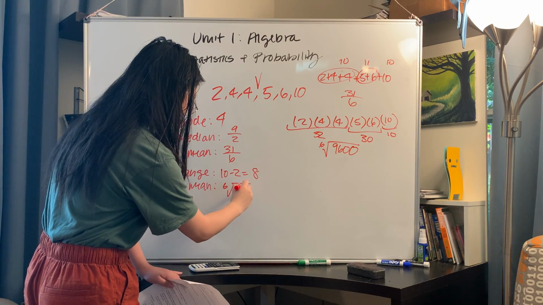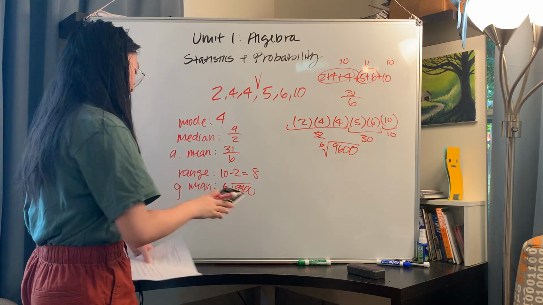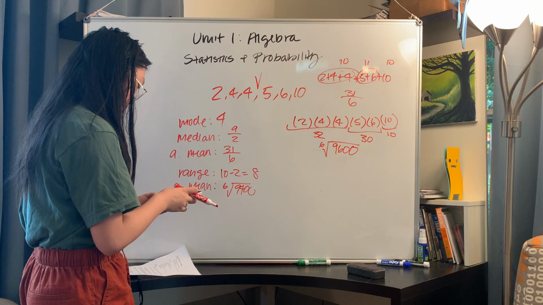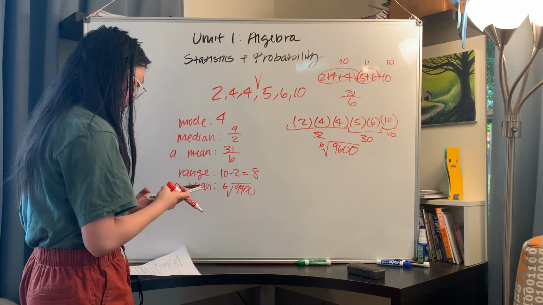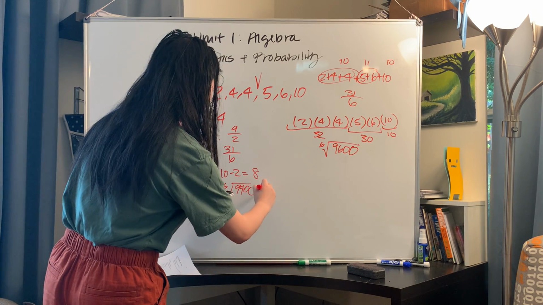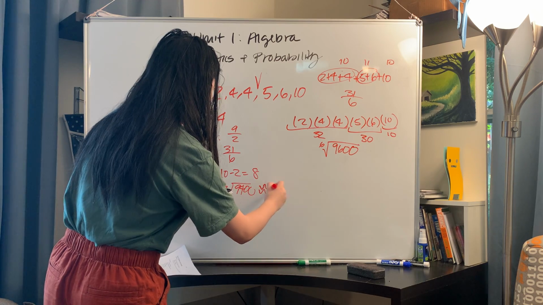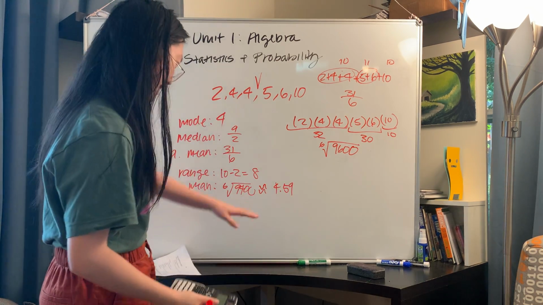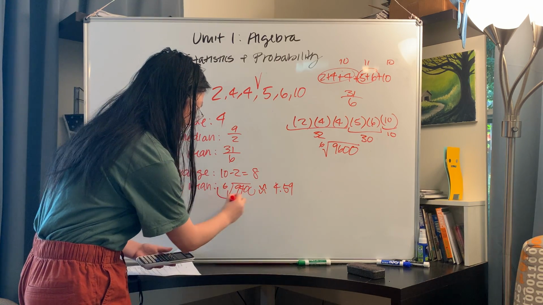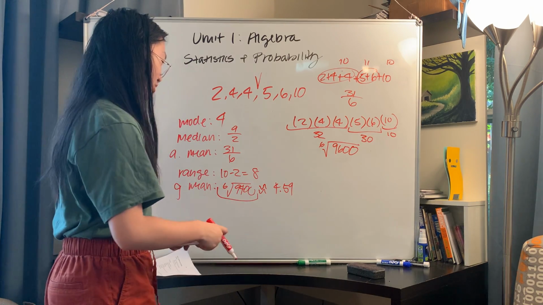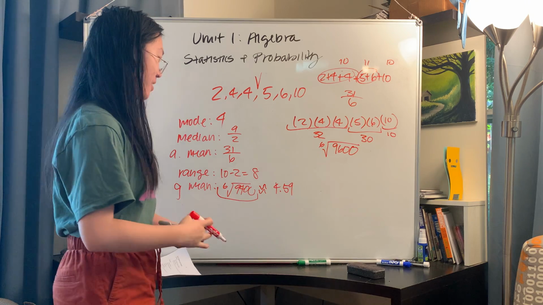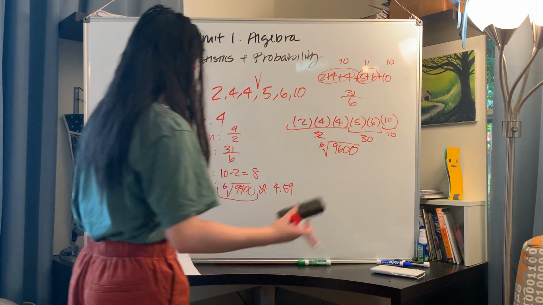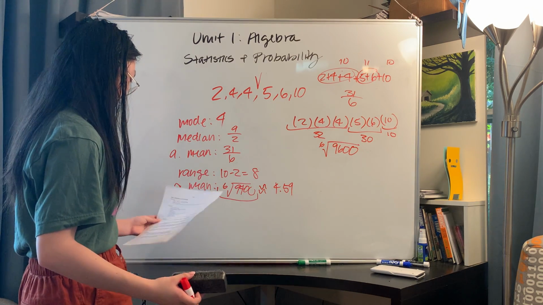Although I believe if I use my calculator, this simplifies to around 4.59. But we prefer if you kept it in this form. And don't round your answers, unless the question tells you to, of course. So that's how we solve the first problem with the statistics set.